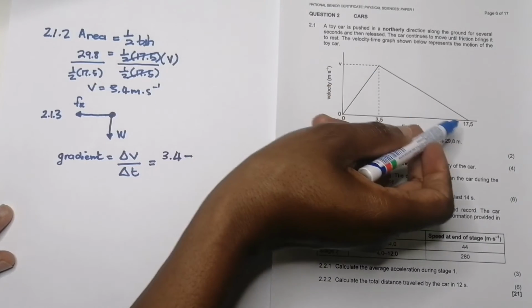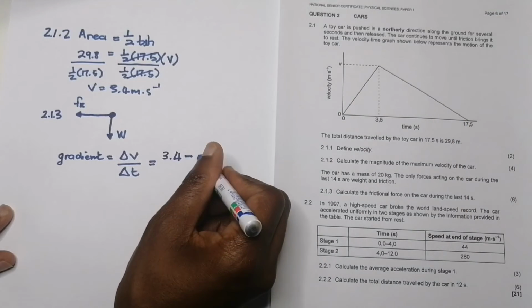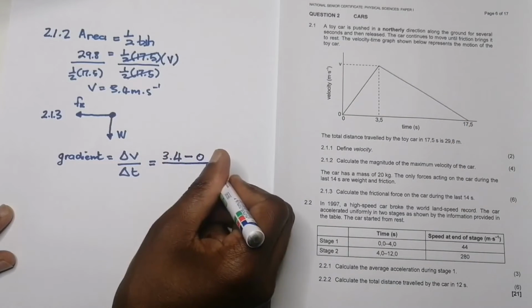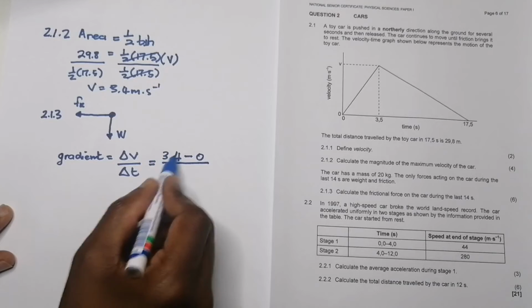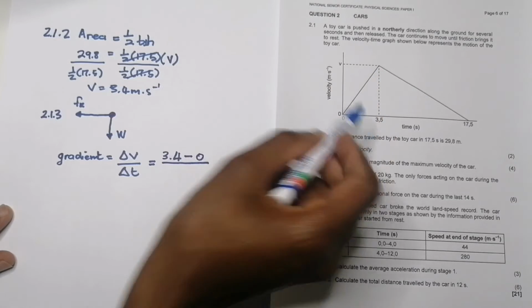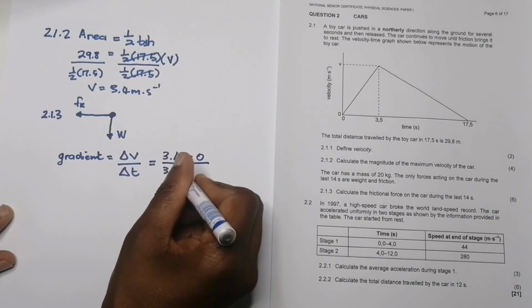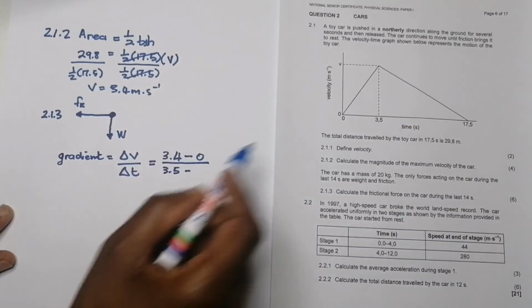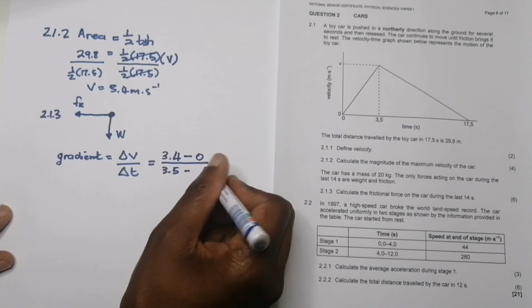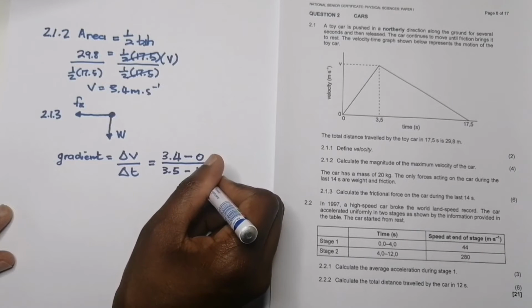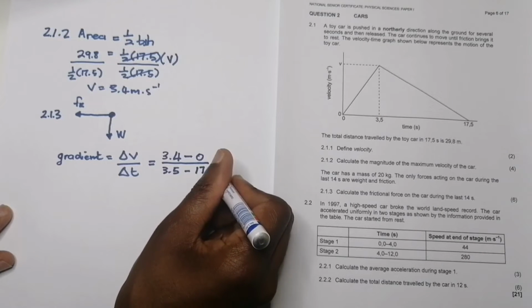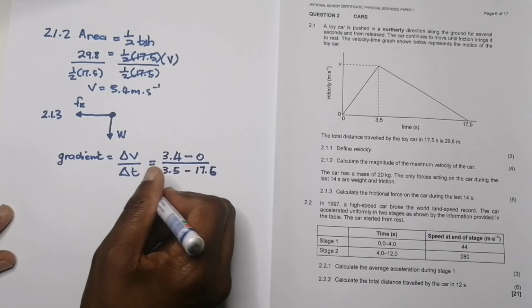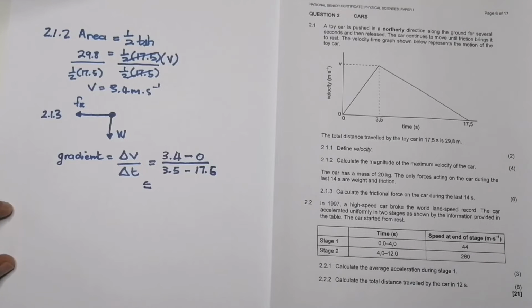3.4 minus the velocity at this point, which is 0, divided by the time. When the velocity was 3.4 here, the time was 3.5, and when the velocity was 0 at that point there, the time was 17.5. Okay, that's our 14 seconds. So let's quickly calculate that.